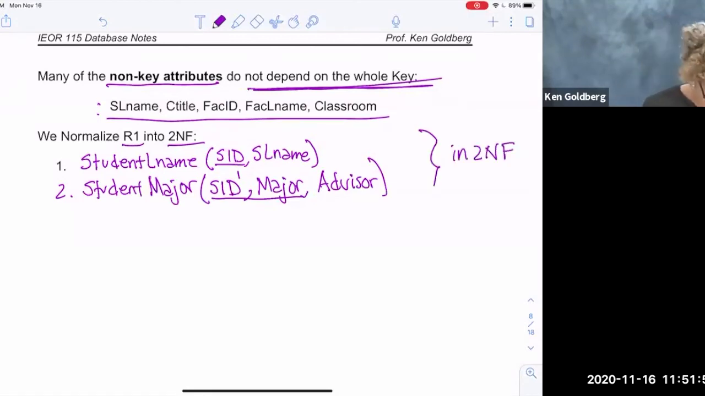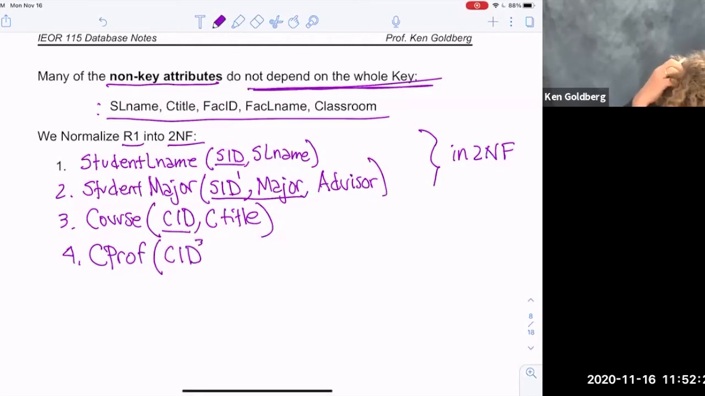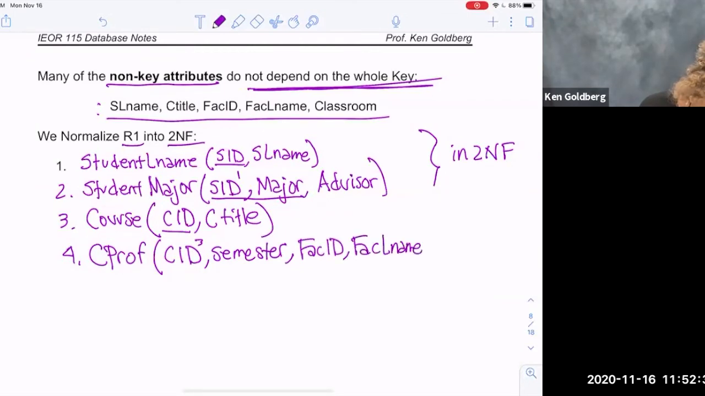Okay, let's go on to the third one, the course. So I'll break that up so I have just CID and C title. Four, I'm going to break up the professor. So course professor, course ID, oh, this is going to relate to the third relation here, the semester, the faculty ID, and the faculty last name.